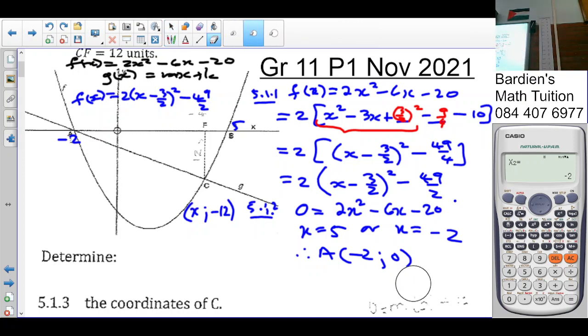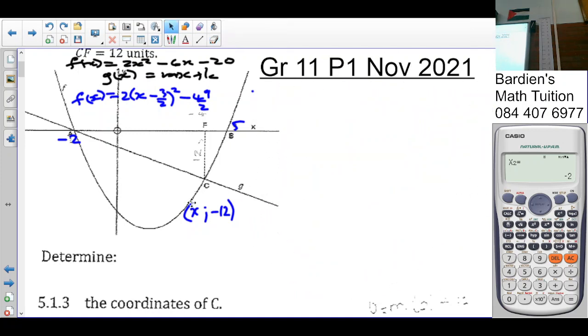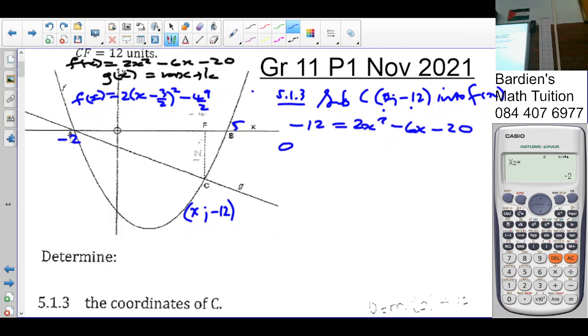Not so? You take this off here. That's why I was writing the information on the side here, so I can keep my diagram in focus. So you're going to substitute C, which is x and negative 12, into f of x. Why in f of x? Because I have the equation of f of x at that point. You guys understand? I don't have g of x. So again, that's an x and a y. So negative 12 is equal to 2x squared minus 6x minus 20. Take it over. 0 is equal to 2x squared minus 6x minus 8.